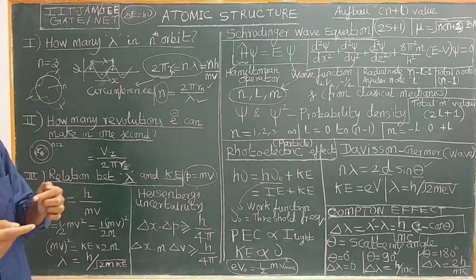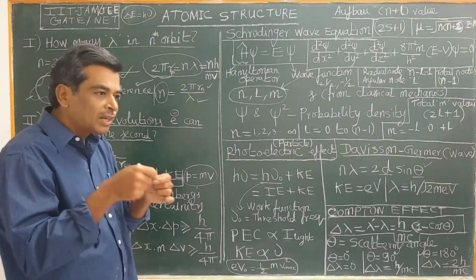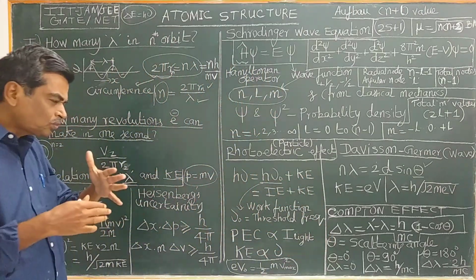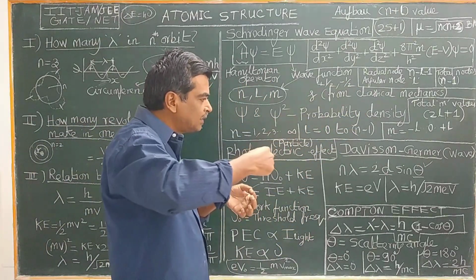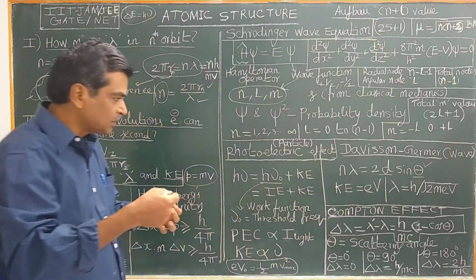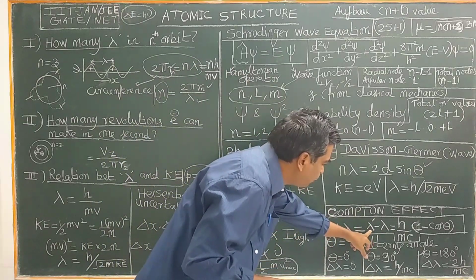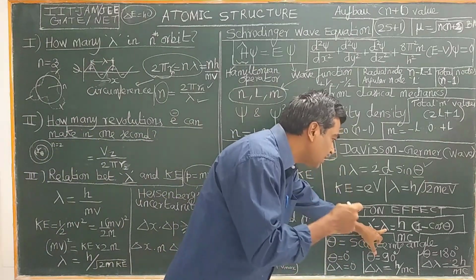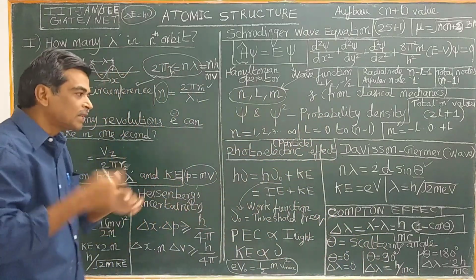interacts. The incident X-ray interacts with the electron of the atom, and because of the interaction, there is scattered radiation. The scattered radiation wavelength is measured. Lambda is the wavelength of the incident radiation. Lambda naught is the wavelength of the scattered radiation.